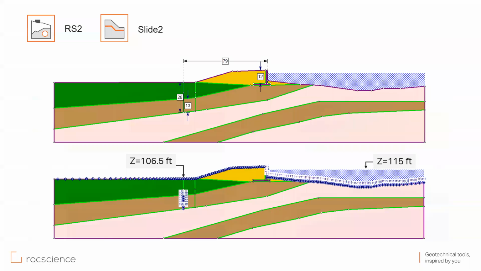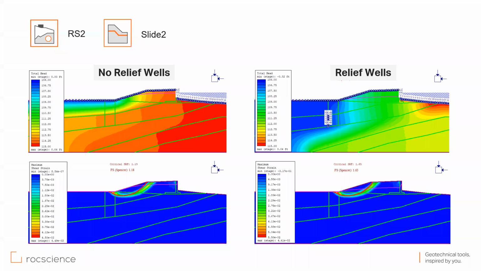If we model it in 2D, this one is RS2 software. We did the seepage analysis here. When you do the seepage analysis, you can see that the pore water pressure in this region is red. This is without relief valves. But when we define the relief valves to reduce the pressure, you can see that this region is blue, which means that we are reducing the pore pressure at that point.